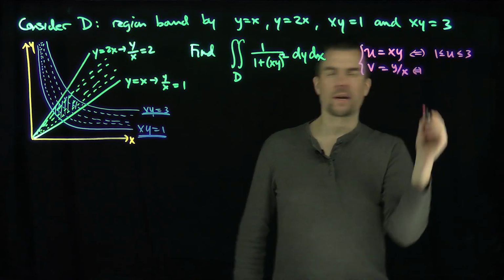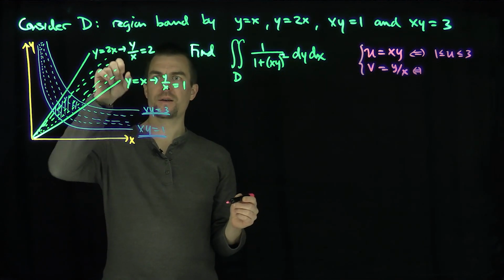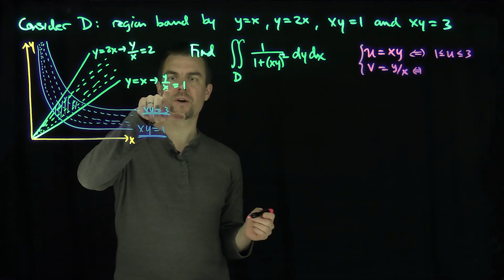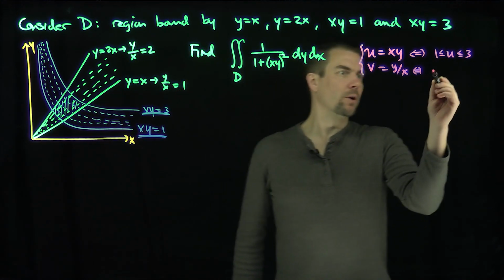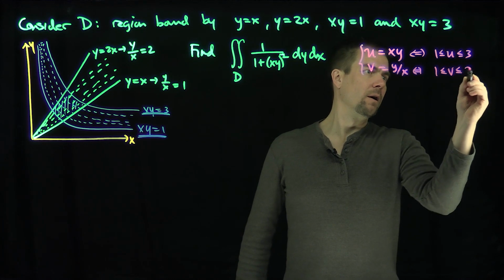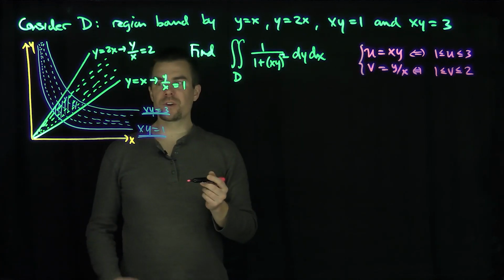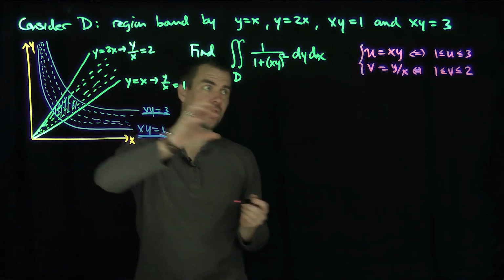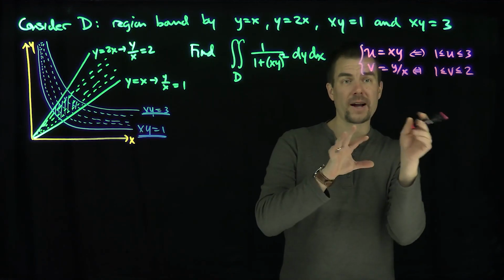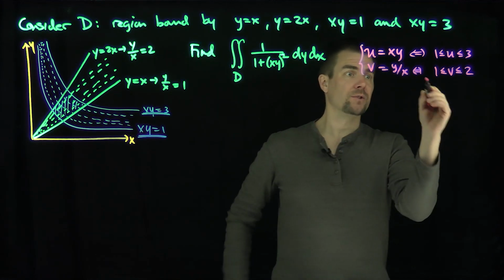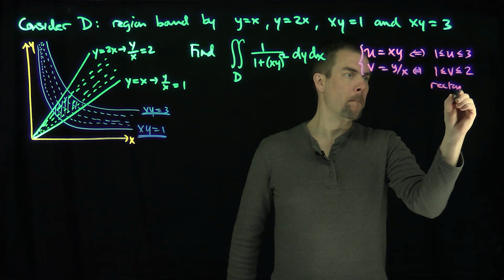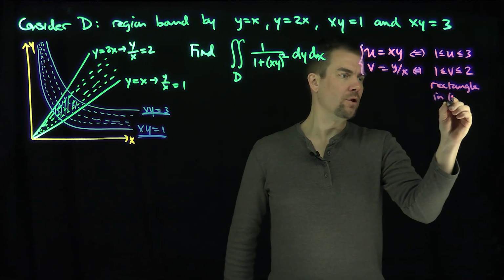And what does v go between? V is y over x, and y over x starts at 1 and goes to 2. So it goes from 1 to 2. So my region of integration, from this really strange region, has changed to a rectangle in the UV plane.